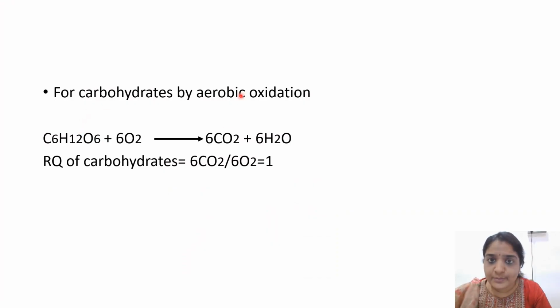For carbohydrates by aerobic oxidation, we know that glucose combines with 6 molecules of oxygen, producing 6 molecules of carbon dioxide and water. So RQ of carbohydrates is 6 CO2 by 6 O2, that is 1. So maximum respiratory quotient is for carbohydrates, which is 1.